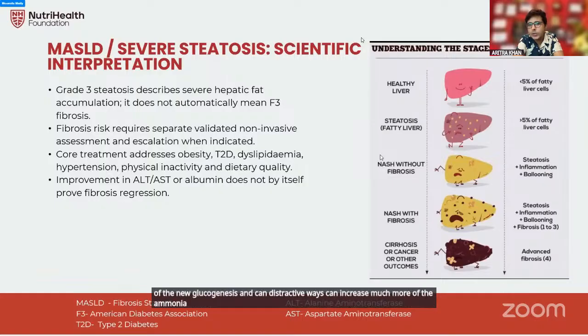So it has nothing to do with the protein. The protein should be in the optimum range and has to be given to the patient suffering from hepatic encephalopathy and steatohepatitis. Next slide, please.